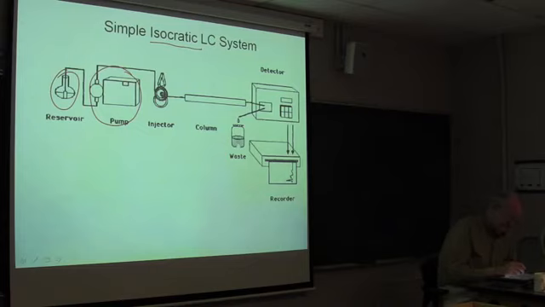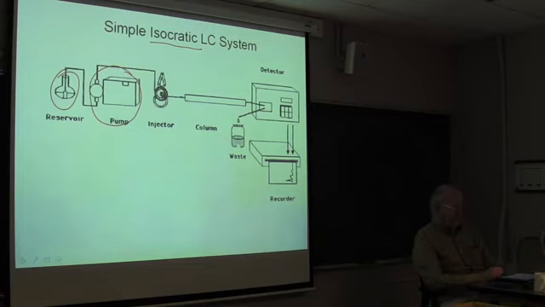We already know that the pressure drops in LC are vastly higher than in GC because liquids have much higher viscosities, and the particles that we need to put in the column are much smaller than in GC, because mass transfer in liquids is so much slower than in gases that we need to compensate for that by using smaller particles.